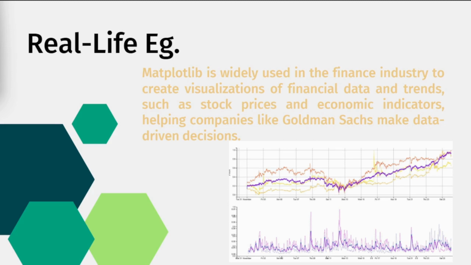Goldman Sachs is a global investment banking, securities, and investment management firm that provides a wide range of financial services. They use Matplotlib to create visualizations of financial data such as stock price trends, trading volumes, and economic indicators. By using Matplotlib, the firm is able to gain insights from financial data and make informed decisions based on the trends and the patterns observed in the data.